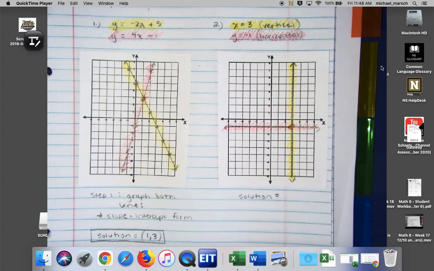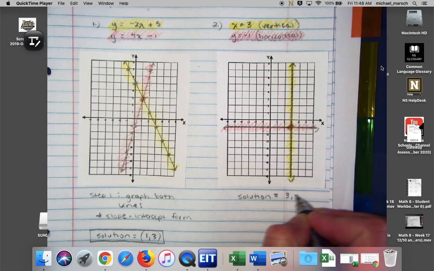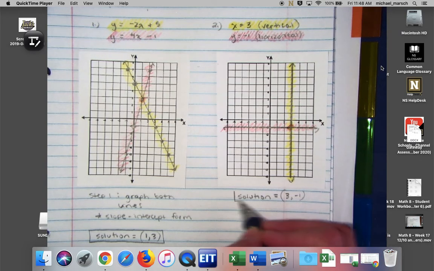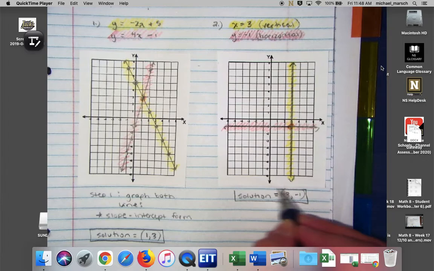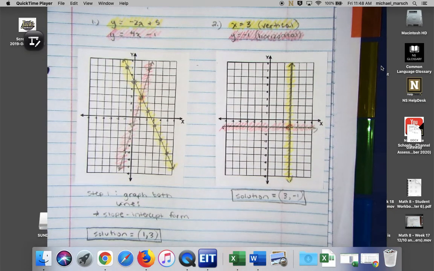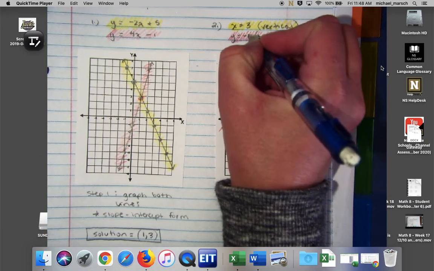Hey, what's my solution for this system of linear equations? 3, negative 1. Look familiar? A little bit. Does it look like our x and our y that we started out with? Maybe. Possibly. Maybe it's the exact same thing. Just maybe. We don't know.